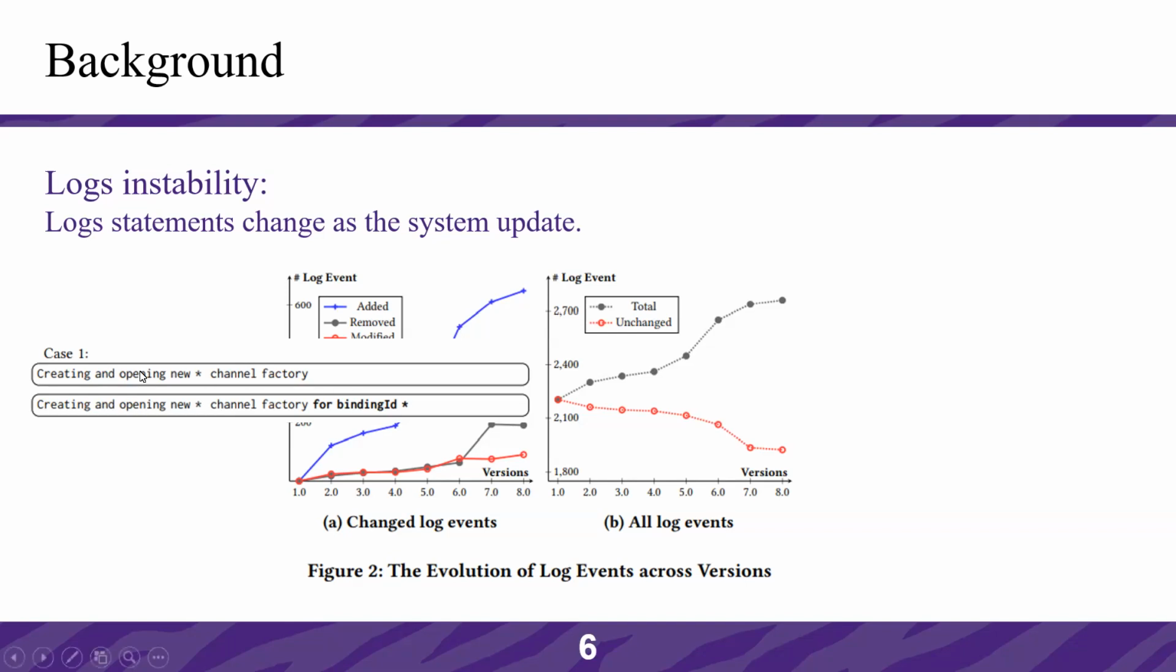Here is an example of a log update. The original is creating and opening new channel factory, and after the system update, two new words come out in these log events for binding ID. So these are two different log events, because these stars represent some parameters, and there are two different log event templates.